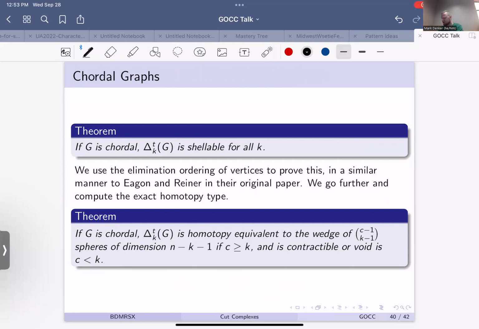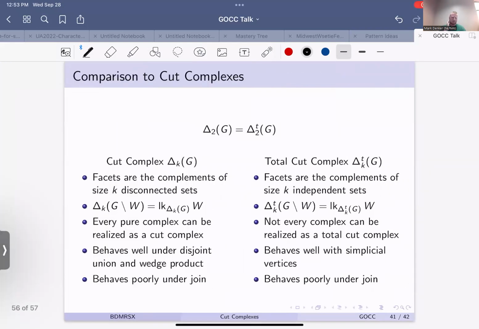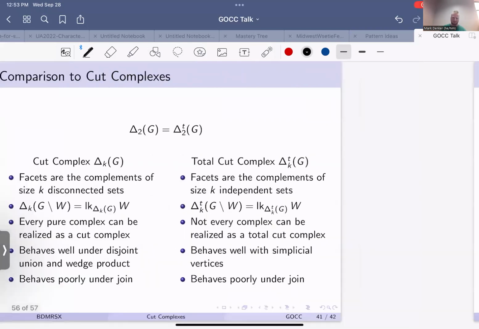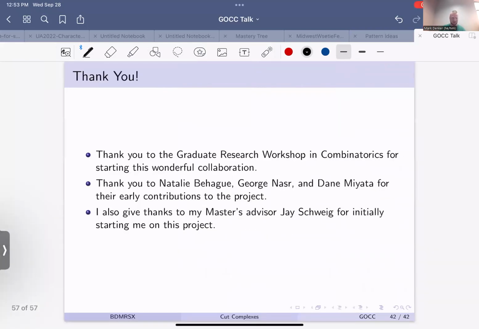But this is a lovely result, completely categorizing the complexes for all chordal graphs for all values of K. And that's the big punchline for our total cut complexes. Here I've just put up a comparison slide between cut complexes and total cut complexes. I'm going to skip past that to go to the thank you slide.